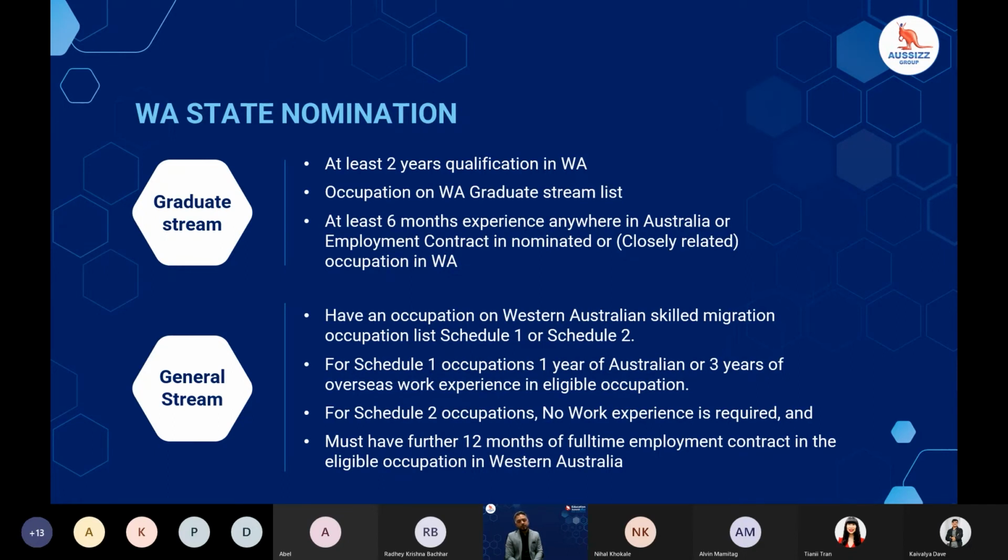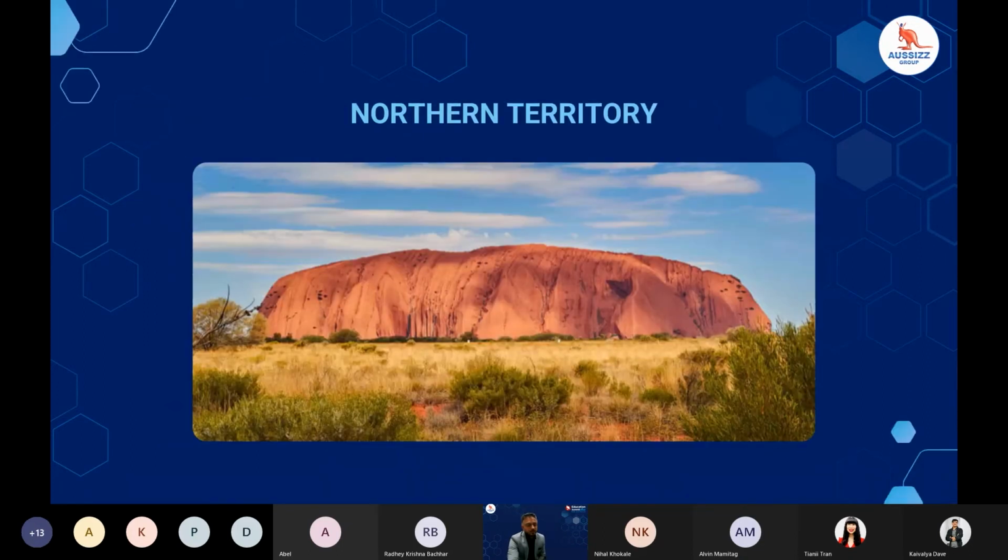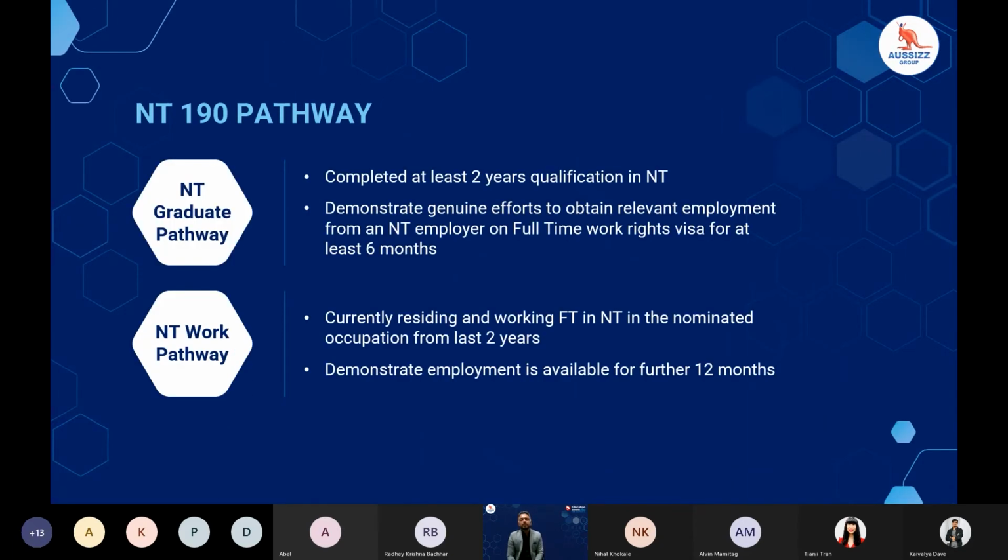Once you submit your documents and they approve your state nomination, you receive an approval from the state, and then you receive an invitation in SkillSelect to apply for the 190 visa, right? Or the 491 as well. It's the same criteria for Western Australia. For Northern Territory, they're quite fairly simple.